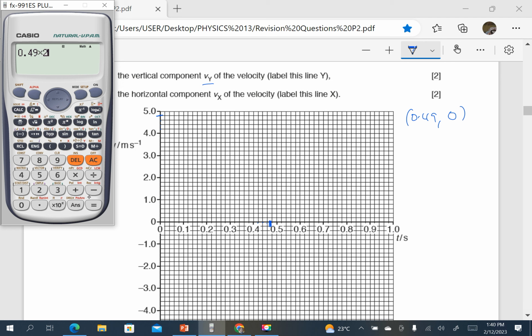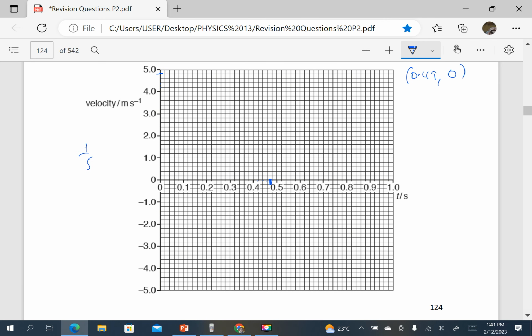0.49 times 2 is 0.98. We look for 0.98. The ball will be on the ground and it will return with the same speed in the vertical. If it comes to the same level, it will return to the same speed of 4.8. So I look for 4.8 again, but the time is 0.49.